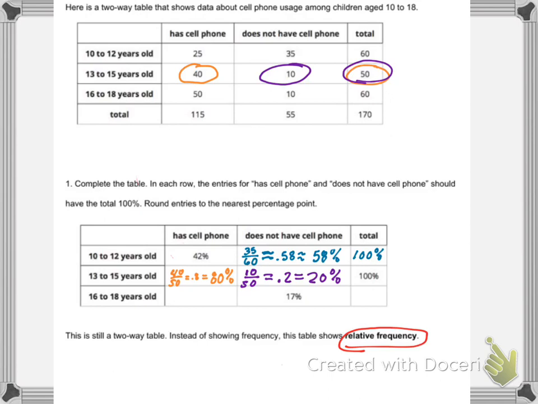Your total here at the end of the row should be 100%, so I'm going to fill that in. Since we're working across, our row should be that. I'd like you to find the relative frequency of the 16 to 18-year-olds that have a cell phone. So if you could find the relative frequency there and enter that onto Edpuzzle.